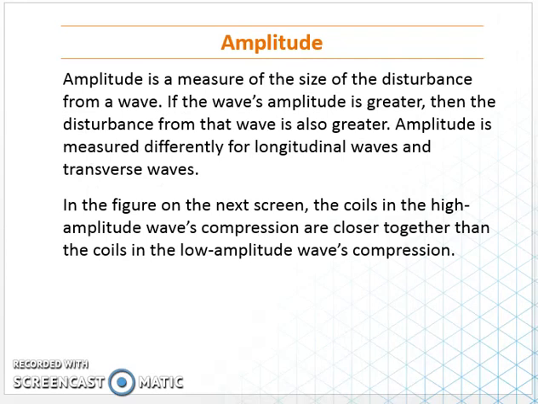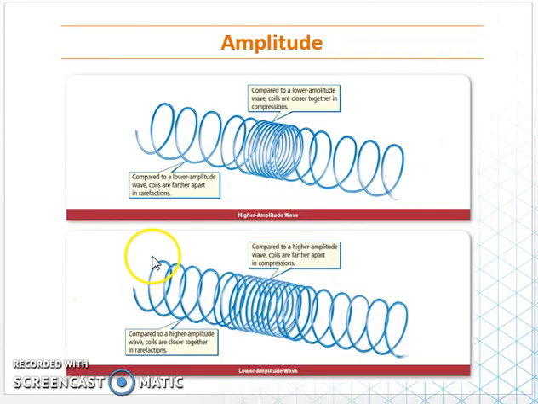Amplitude is a measure of the size of the disturbance from a wave. If the wave's amplitude is greater, the disturbance from the wave is also greater. Amplitude is measured differently for longitudinal waves and transverse waves. In the figure on the next screen, the coils in the high amplitude wave's compressions are closer together than the coils in the low amplitude wave's compressions. So here we can see, compared to a lower amplitude wave, the coils are closer together in compressions, because their rarefactions are farther apart.